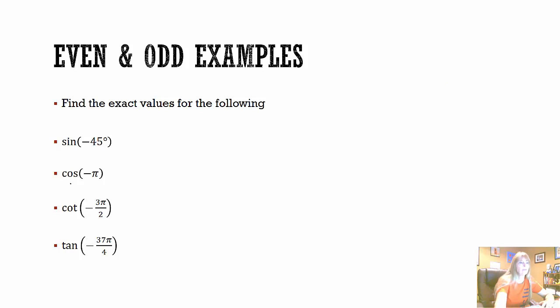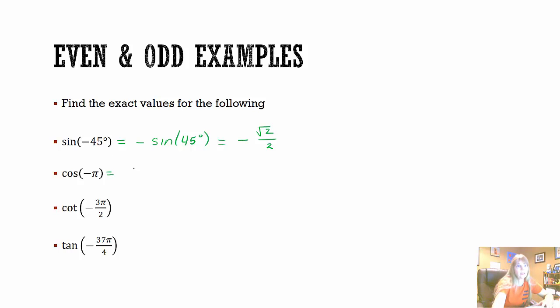And so based off of those properties, this says I can pull the negative out front and just find the sine of 45 degrees. Do you remember what the sine of 45 degrees is? Sure you do, because that's the easy one. That's the square root of 2 over 2. That's where the sine and cosine are the same.